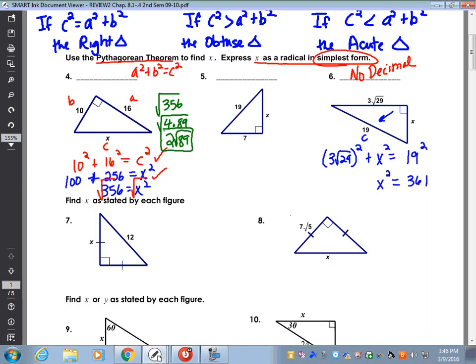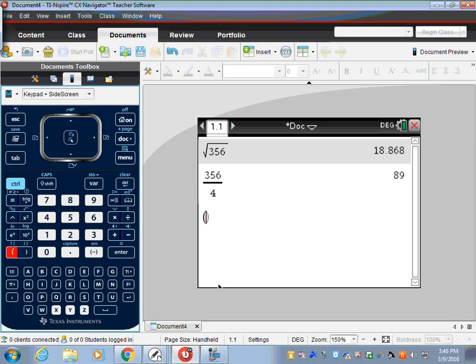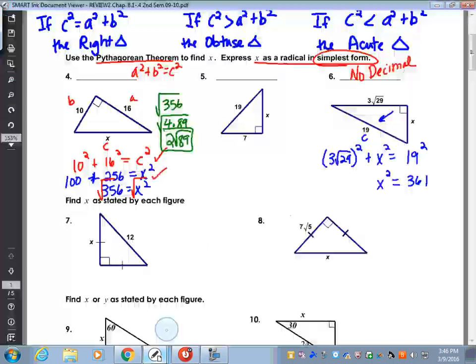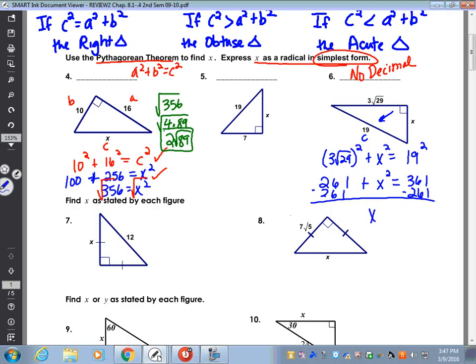Just to recap on your calculator, if you use your parentheses, so parentheses 3, control x squared for the radical, and we're doing 29, so the square root of 29. And if I move my cursor to the outside and put the square, make sure you choose outside the parentheses, hit enter, it will give you your whole answer. So you should have 261 here. And then we're going to solve for x. So subtract the 261. Subtract the 261. That would give you x squared equals 100. Solve for x. I know you can get to there. Take your square root.